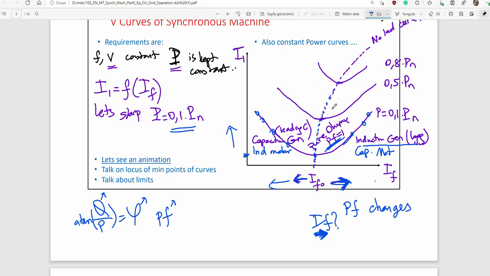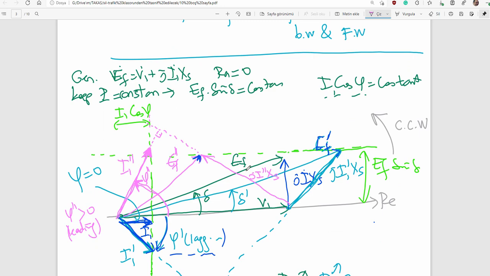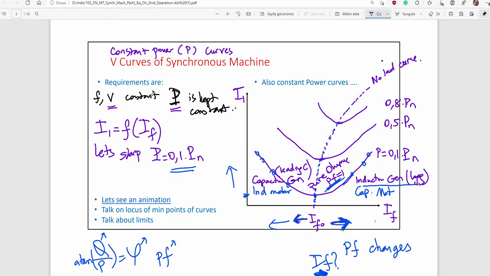Here are two limits. When you apply under excitation, you observe a dramatic delta increase. Delta, you know, must be less than 90 degrees, so there is a stability limit. Here is a limit that must not be exceeded, so that is the stability limit.